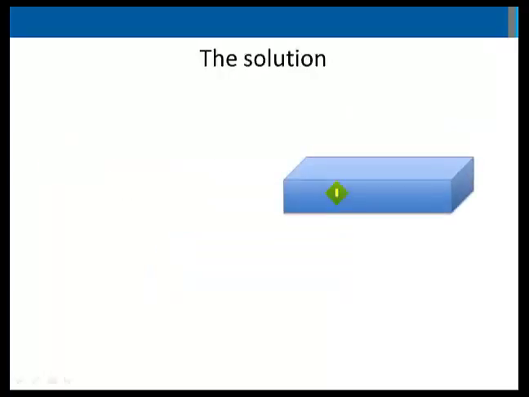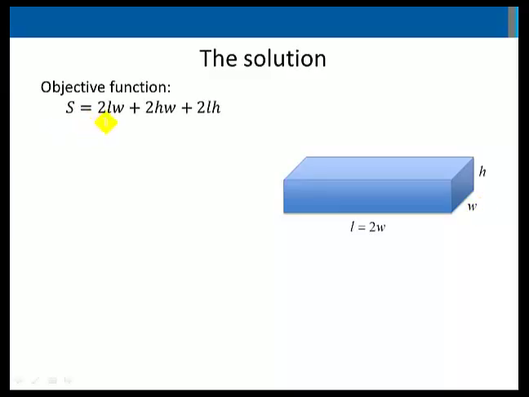The solution. Here's our box. We'll call the width W, the height h, and the length L, and recall the length is equal to 2 times the width. The objective function here: we want to minimize the surface area, so our surface area function I'll call S. S is equal to the bottom area of the box plus the top area of the box, 2LW, plus the area of the two ends, which would be 2HW, plus the area of the front plus the area of the back, which would be 2L times H.